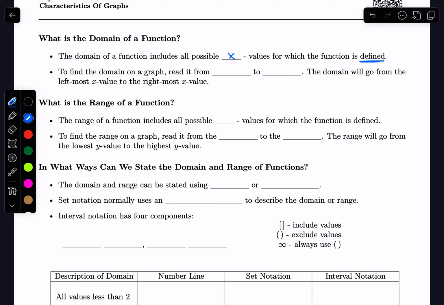To find the domain on a graph, so if we have a visual, we're going to read the graph from left to right, just like you read a book, and the domain will go from the leftmost x value to the rightmost x value, smallest to biggest.